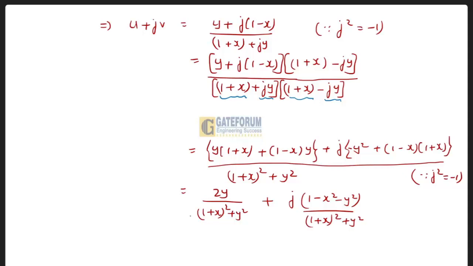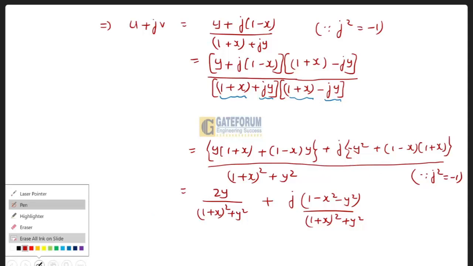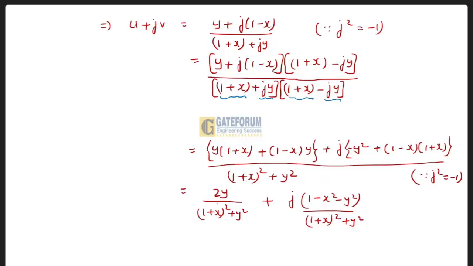So equating real and imaginary parts, you will be getting u and v. So this is u, and this term is v. Okay. Now the region in the W plane. What is given in the question?